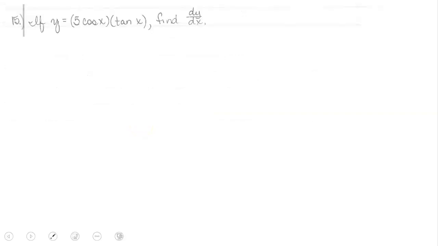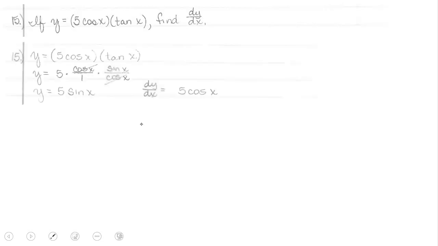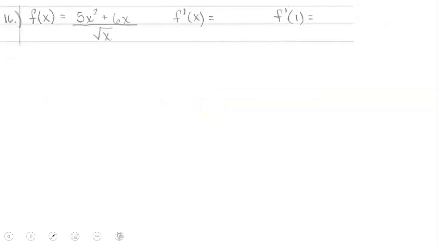All right, then for 15 and 16, for these two, we want to simplify these problems before we try to take the derivative. It will make our life so much easier. So we know that tangent is sine over cosine. If we cancel these cosines, then we're just taking the derivative of 5 sine x. The derivative of sine is cosine, and I'm done with that problem, as opposed to having to do first times derivative of second plus second times derivative of first.